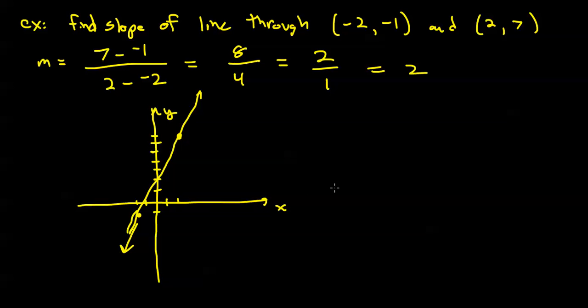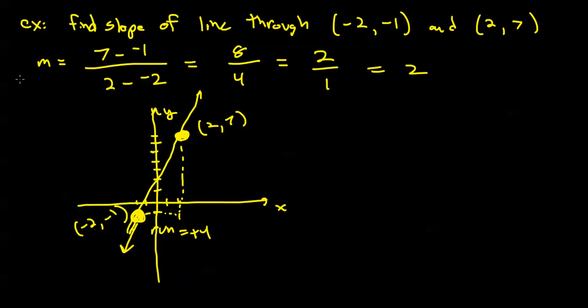All right, let me make the points real big so we can refer to them. Let me label these points. This point is 2, comma 7. This point is minus 2, comma minus 1. And if I draw my slope triangle here between these 2 points, well, we can see I've got a run of positive 4.